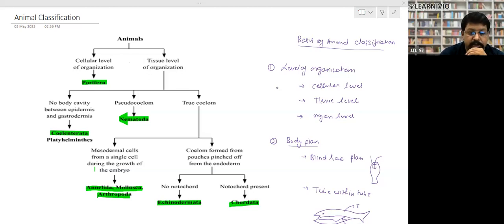Then tissue level organization. Like hydra and some other animals, the body is organized into tissues. Means tissues are found, but still organs are not present. So we will say that there is a tissue level of organization, but organs are not. Then the third level of organization: the more advanced animals will come, their body will be organized into organs, like insects. So their body has the organ level of organization. So this is the level of organization. Is it clear? Keep on telling me.